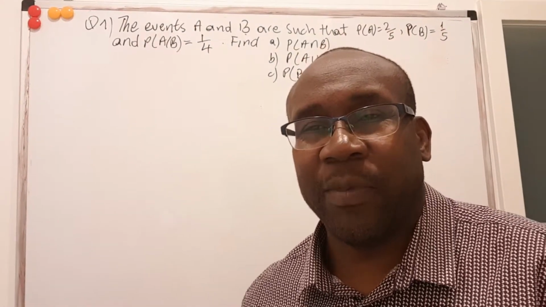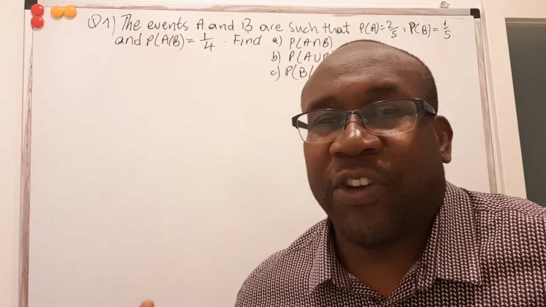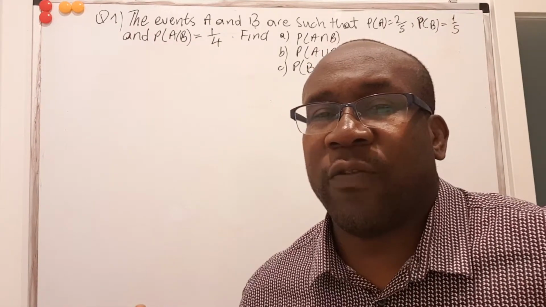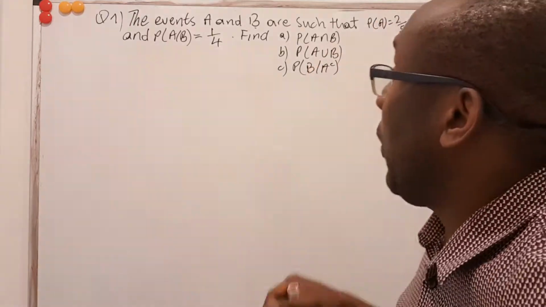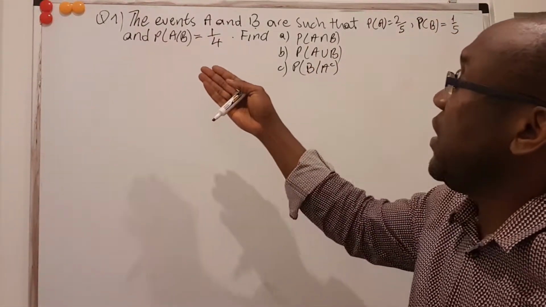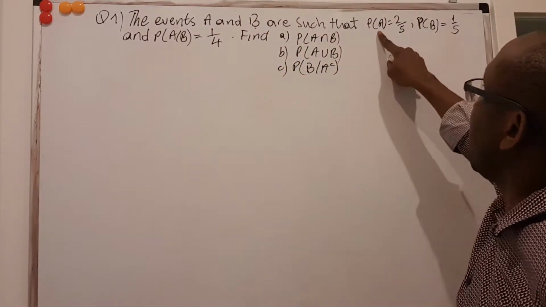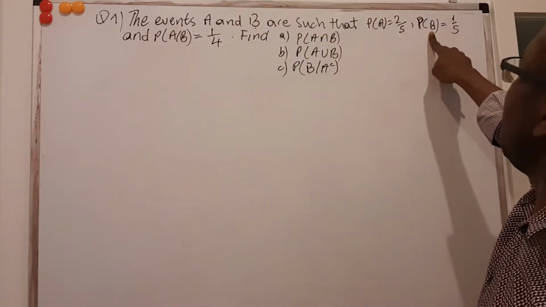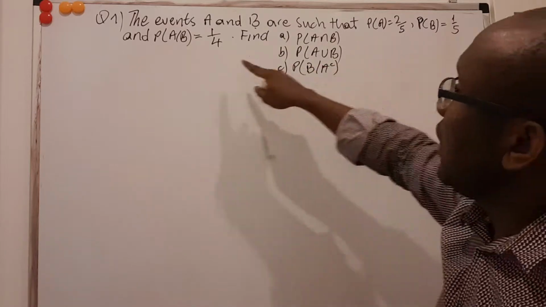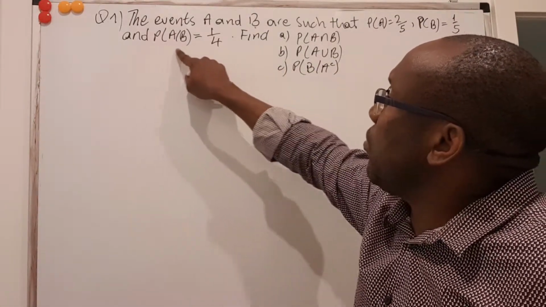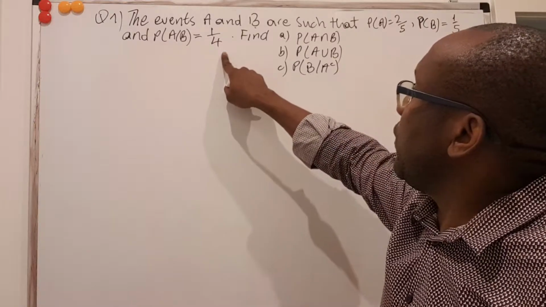I'm Dr. Emmanuel. We're going to look at a paper 3 question on advanced level mathematics, and this will be about probability of events. The question is: the events A and B are such that the probability of A occurring is 2 on 5, the probability of B occurring is 1 on 5, and the probability of A given B, so this is a conditional probability, is equal to 1 over 4.